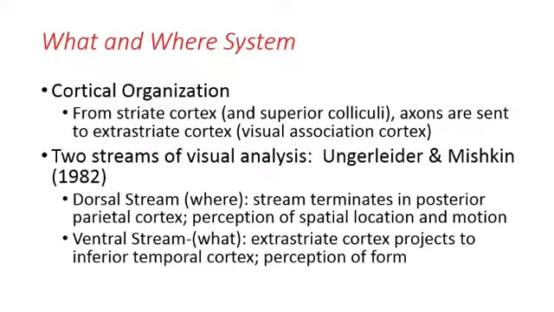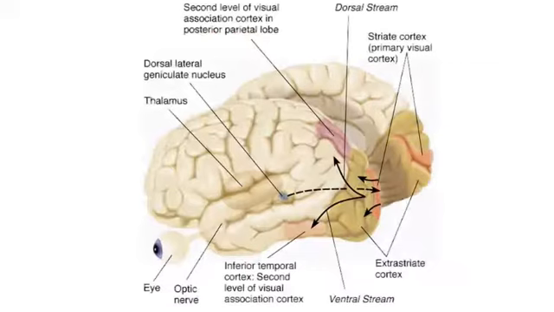The ventral stream is the what system, and that system projects ventrally into the inferior temporal cortex, which allows us to perceive form and identify objects.